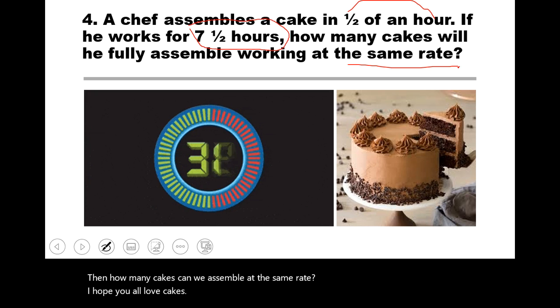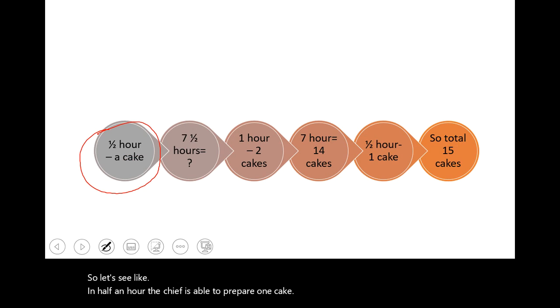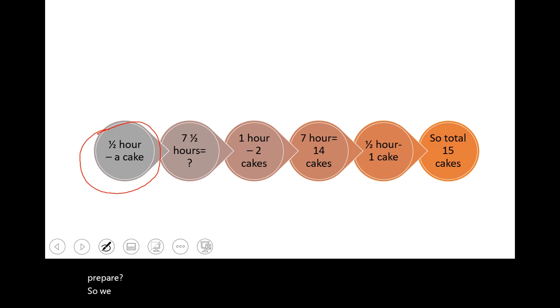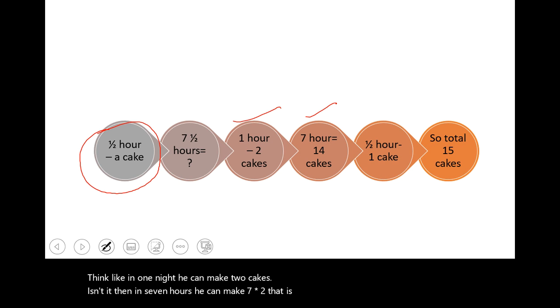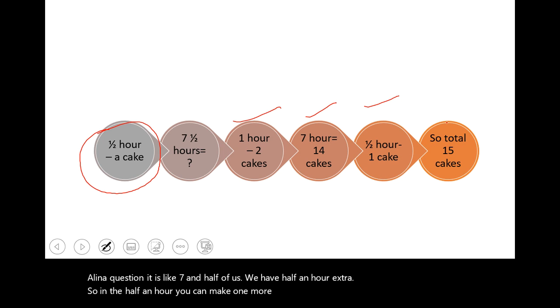So let's see. In half an hour, the chef is able to prepare one cake. And then you have to think, in 7.5 hours, how many cakes is it possible for him to prepare? So you have to split it. Think like in 1 hour, he can make 2 cakes. Isn't it? Then in 7 hours, he can make 7 times 2, that is 14 cakes. And in the question, it is 7.5 hours. You have half an hour extra. So in the half an hour, he can make 1 more cake. Which is going to give you a total of 15 cakes.